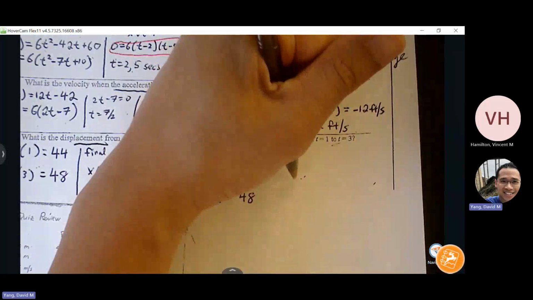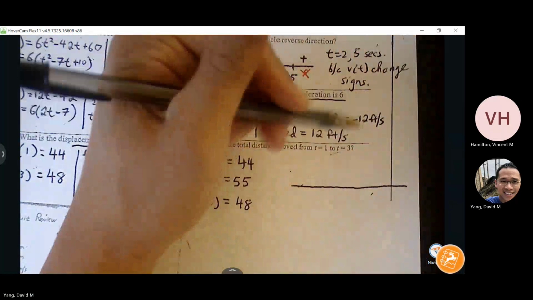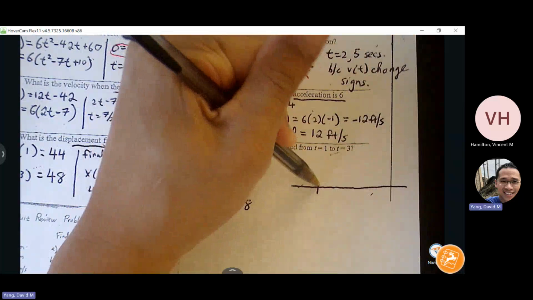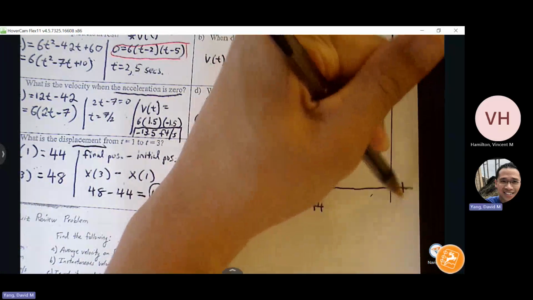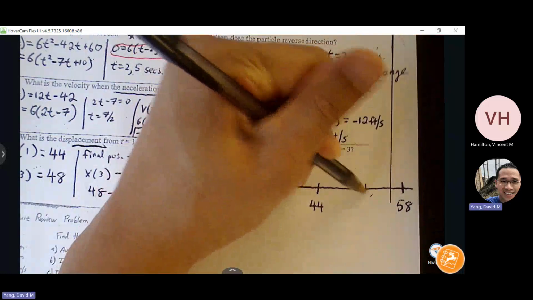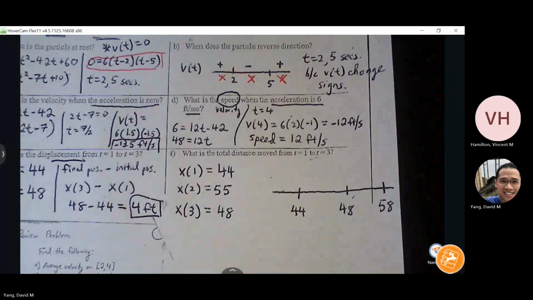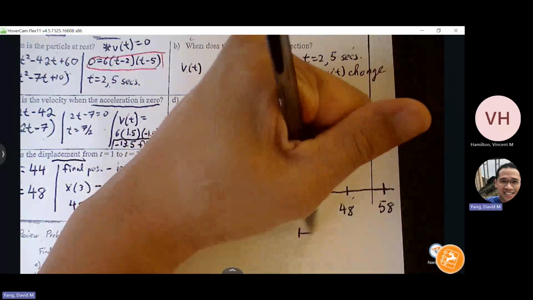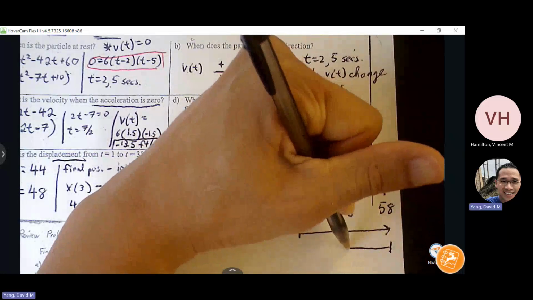So imagine a number line here where he's at location 44. He goes to location 58, and then he goes back to location 48. So he's doing this. From here, he's going to there, and from there, he's walking back to 48.